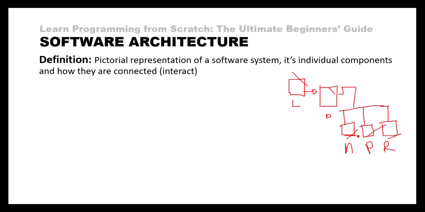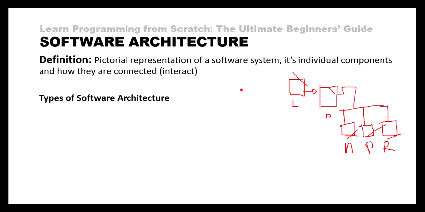So software architecture simply means it's an illustrative diagram or pictorial representation of a software system, right? All its components and how they are connected and how they interact with each other. So that is what an architecture is in computer science or computer programming. So what are the types of software architectures that you have?